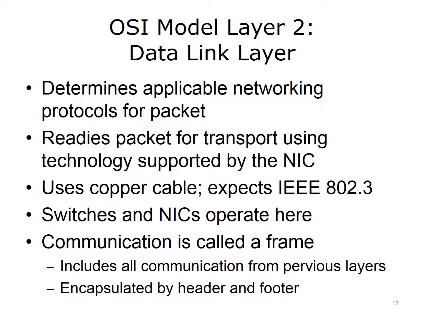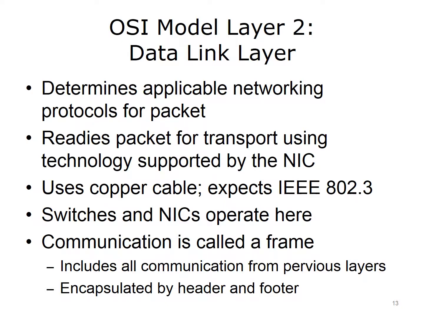OSI Model Layer 2, the data link layer, determines applicable networking protocols for this packet. At the same time, Layer 2 services ready the packet for transport using whatever technology the NIC supports. Examples include Ethernet, wireless, fiber optic, or a combination of these technologies. The computer's NIC may use copper cable and expects a communication encoded according to the Ethernet standard, the IEEE 802.3 standard. Switches and NICs are examples of devices that operate at Layer 2.